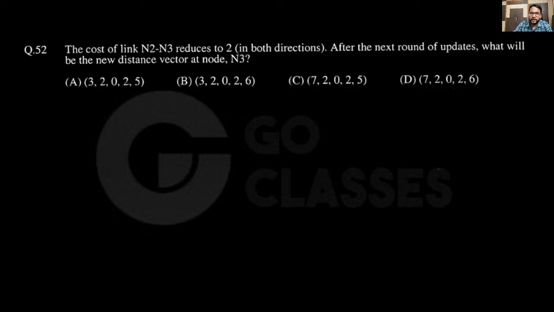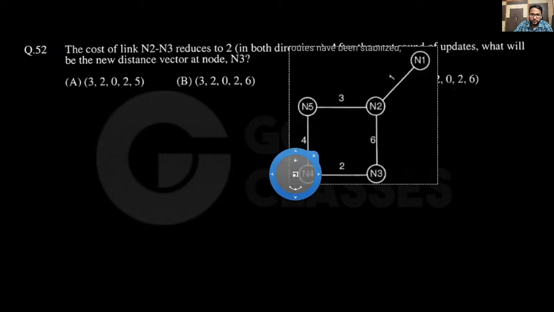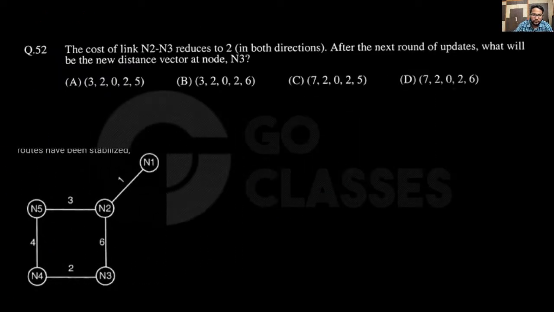Okay. The cost of link N2 to N3 reduces to 2 in both the directions. Now they are saying that this cost of link N2 to N3 reduces to 2 in both the directions. It is getting changed to 2. Then after the next round of updates, so this is not a round. First of all, this is not a round.